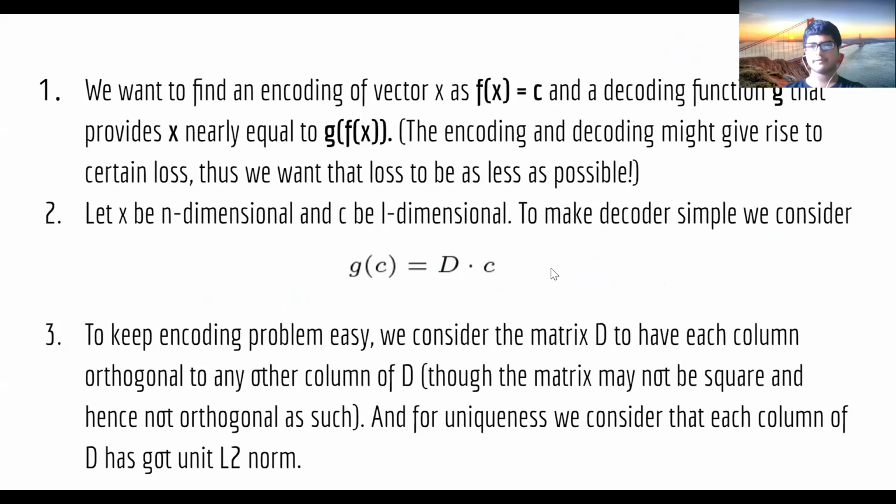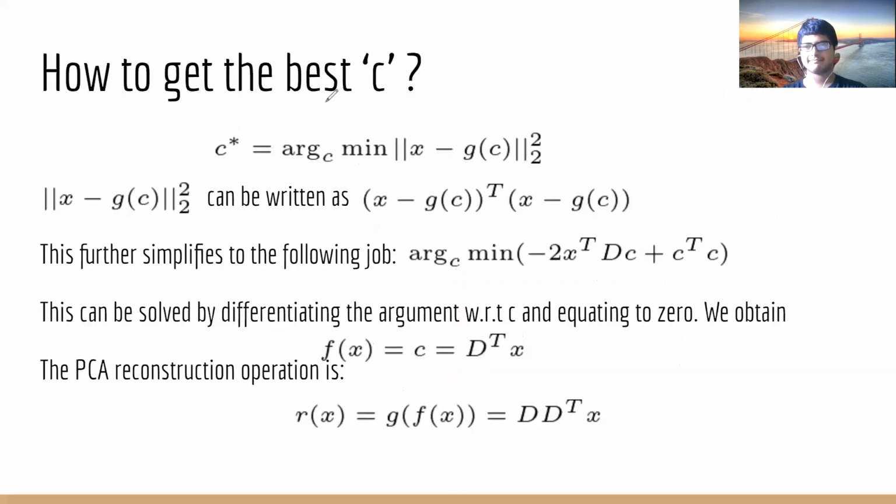Now, here comes the first task. Keep your pen and paper ready. How to get the best C? Okay, how to get the best C? Let's say C star is the best C, and it is in the L dimension. Now, how can you obtain C star? C star equals argmin, meaning minimum over all the C present in the L dimension. And what do we want to minimize? The x minus gc L2 norm, because x minus gc is an n dimensional vector.